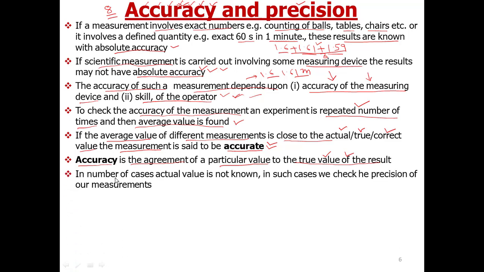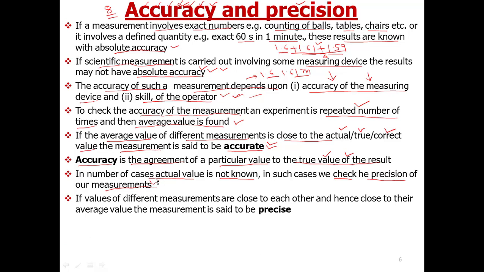But what if the actual value is not known? So many times we don't know the actual results of our measurement. So in such a case, we check, there is a new word, the precision of the measurements. What does precision mean? If the values of different measurements are close to each other and hence close to their average value, then we say that the measurement is precise.